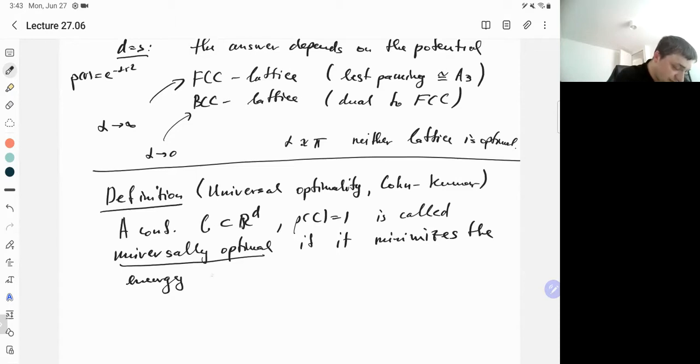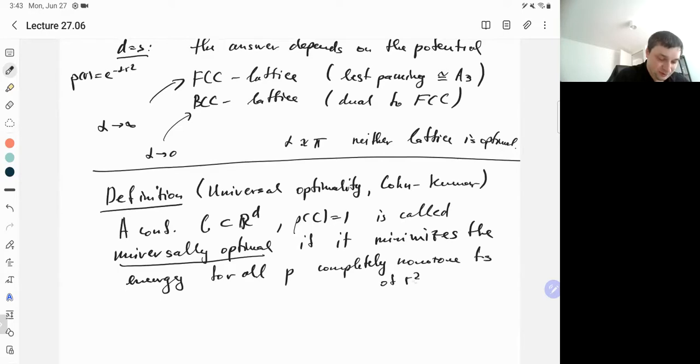Well, here you can either say for all completely monotone functions of square distance, or, well, this is one option. Equivalently, if you don't want to think about what complete monotonicity is, you just require it for all Gaussian potentials.